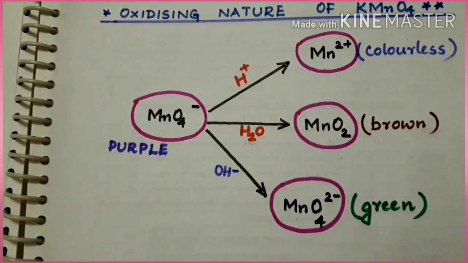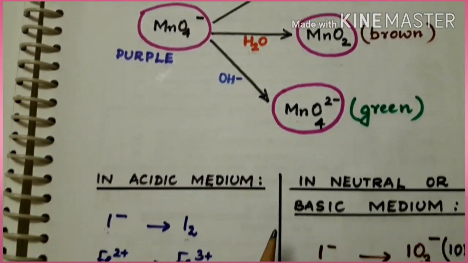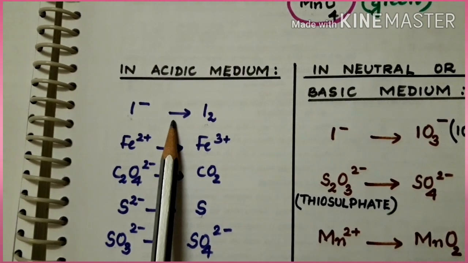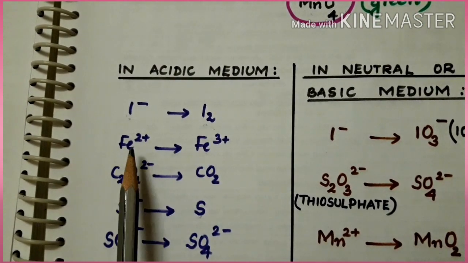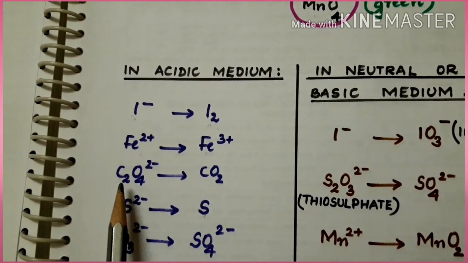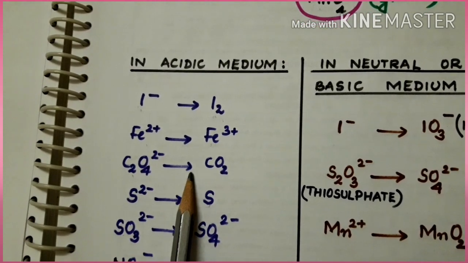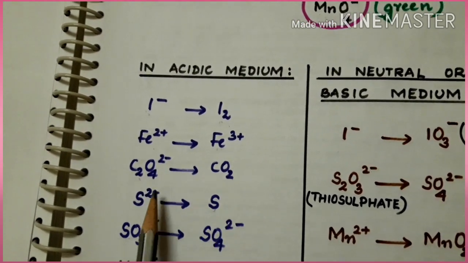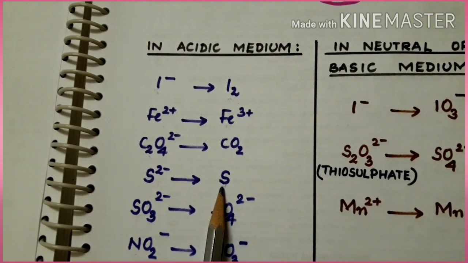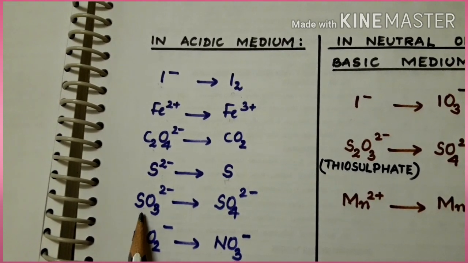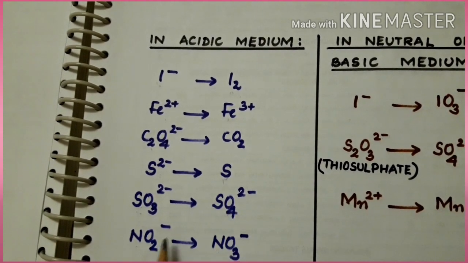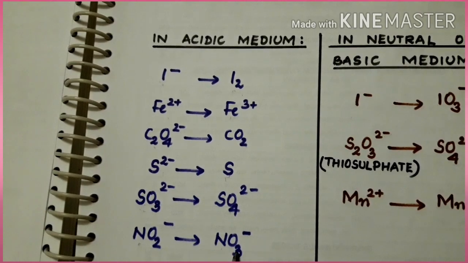What happens to the reducing agent in acidic medium? We can see that iodides get oxidized to iodine. Ferrous ions get oxidized to ferric ions. Oxalate ions get oxidized to carbon dioxide. Sulfide ions get converted to sulfur, whereas sulfites will be converted to sulfates, nitrites to nitrates.